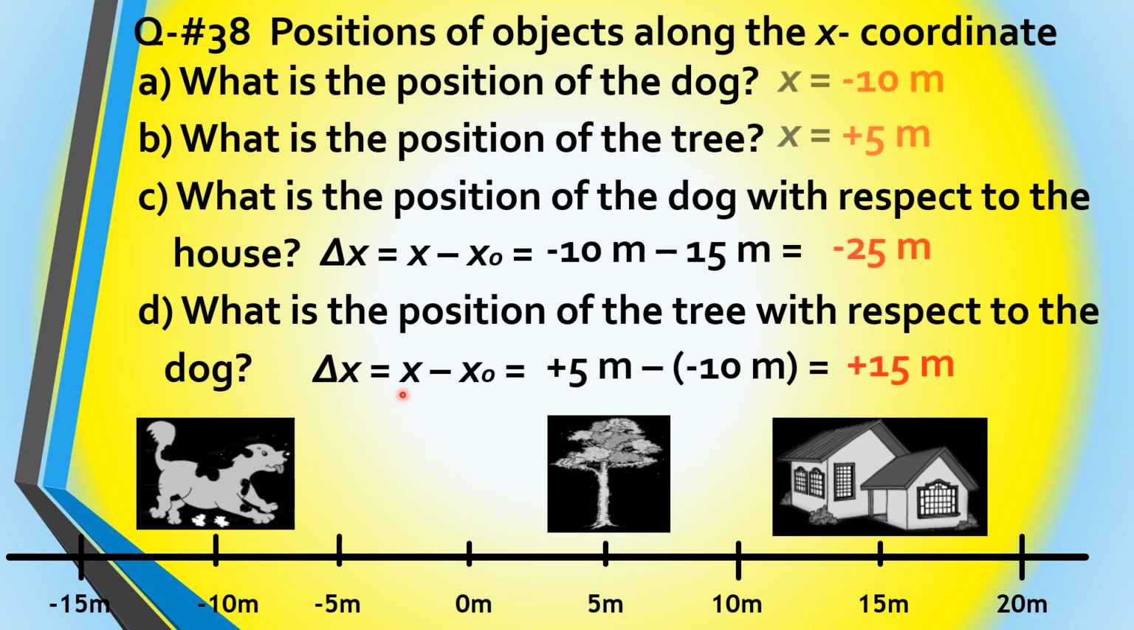Now, similarly, for the answer in letter D, how we got positive 15 meters, this time let's start counting from the dog, in the direction eastward until the position of the tree. So let's do it. 5, 10, 15. You see, the answer is 15 meters. And since we went from left to right, the sign of that position must be positive, which means that the tree is 15 meters to the right of the dog.